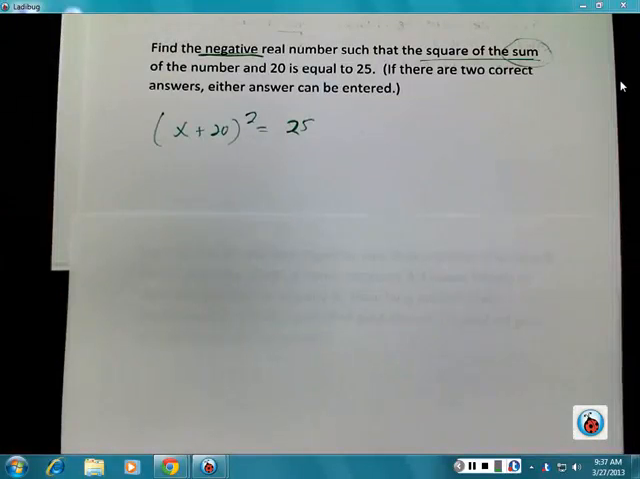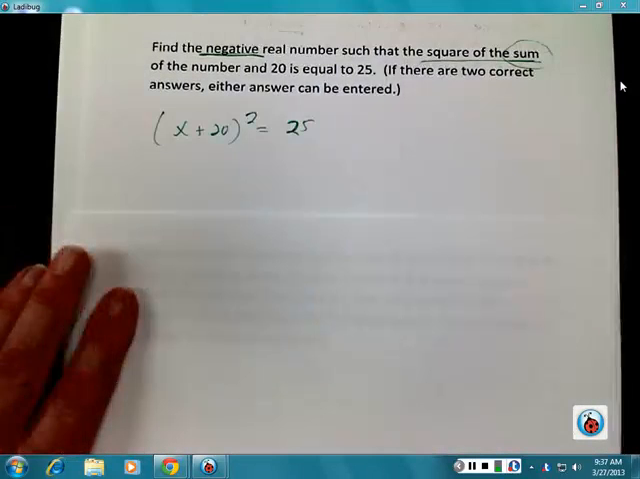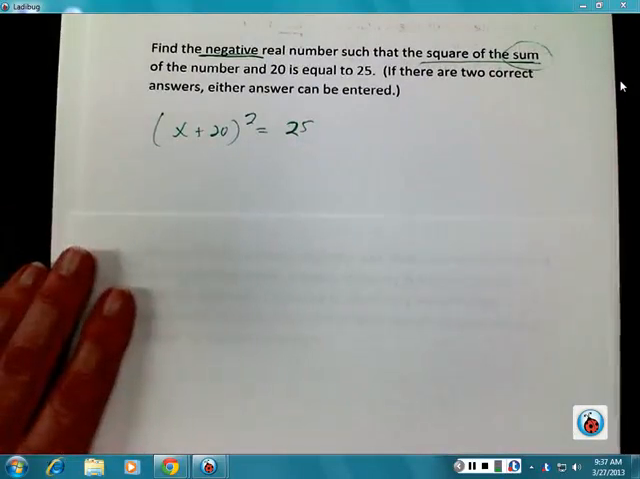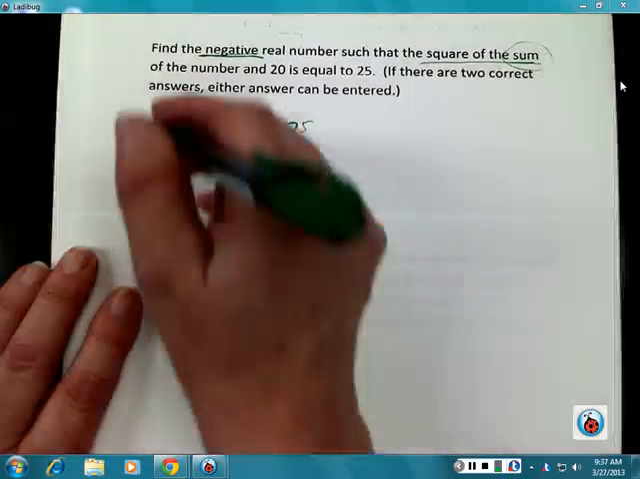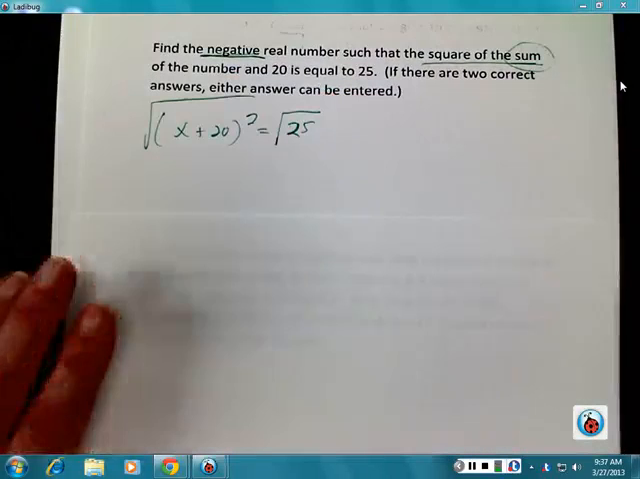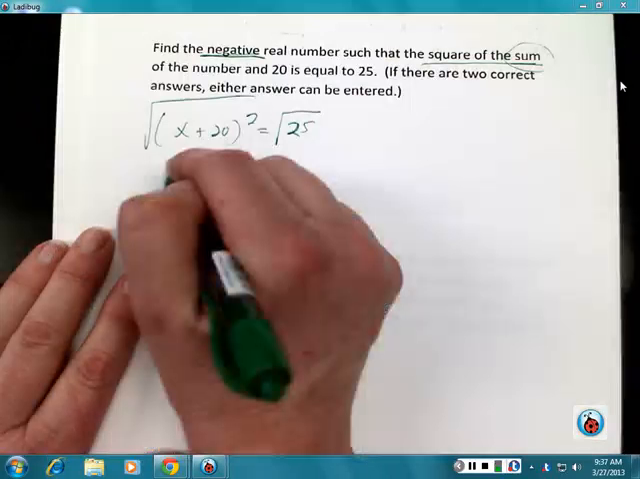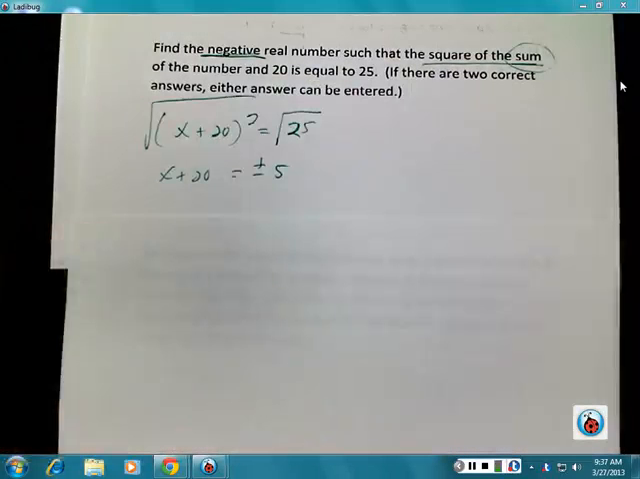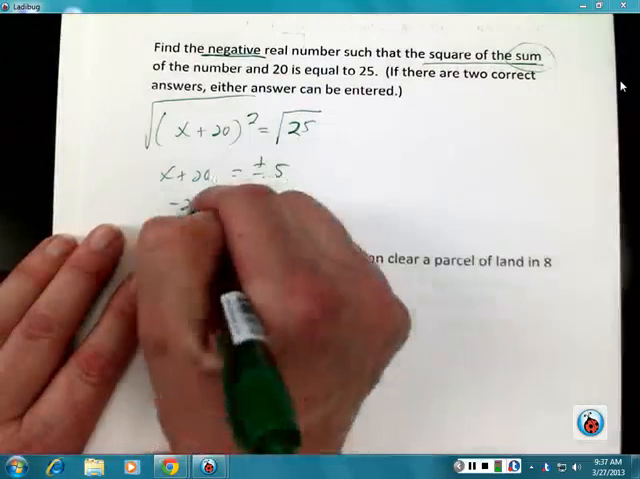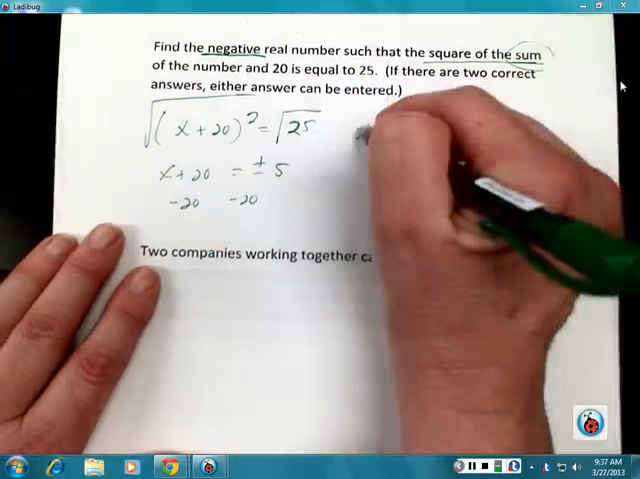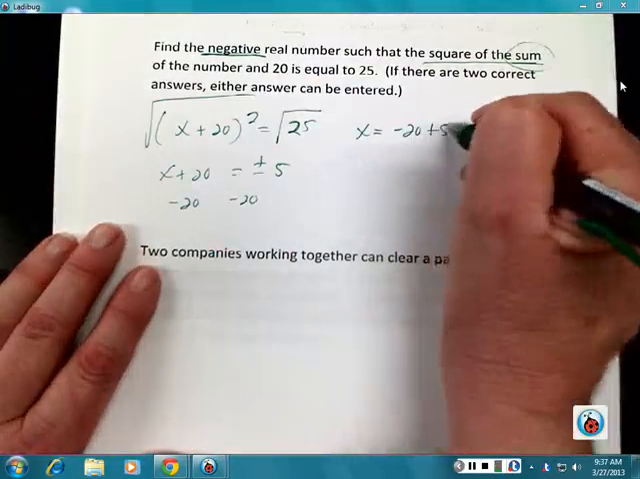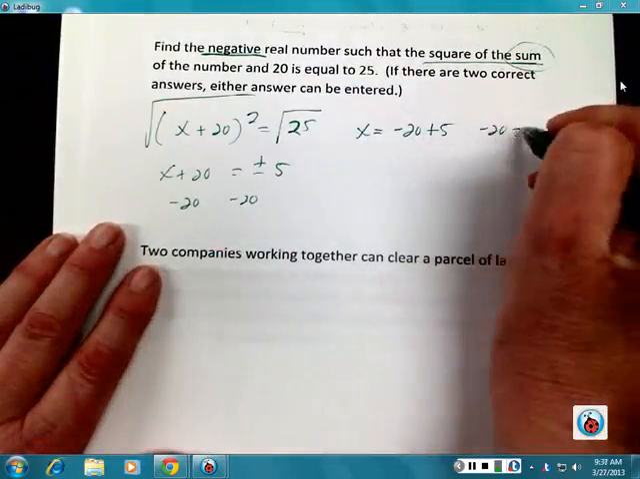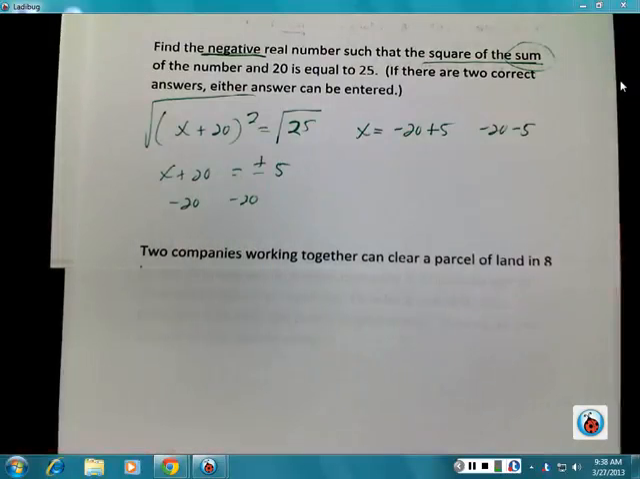Now you'd probably look at that one and say, what does it look like? We've had these before. What do we do to them? When I've got a square on this side and a number over there, simply take the square root of each side. If I take the square root of this side, I get x plus 20. If I take the square root of that side, I get plus or minus 5. So I have to get x by itself, so I subtract 20. x is equal to negative 20 plus 5, or negative 20 minus 5, when I work out my two pieces.